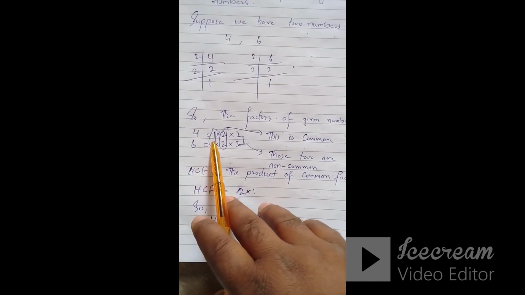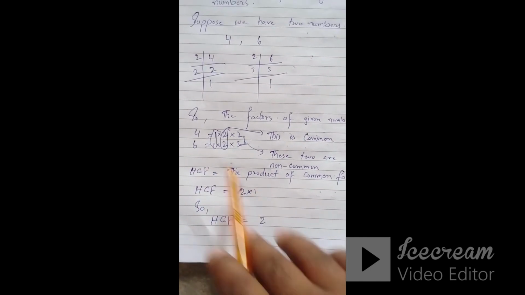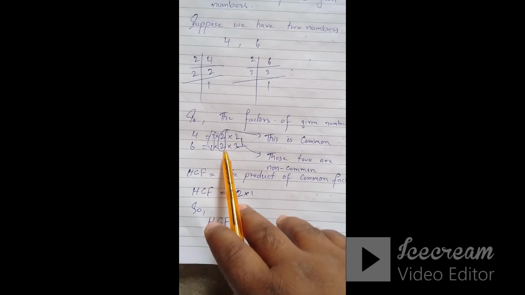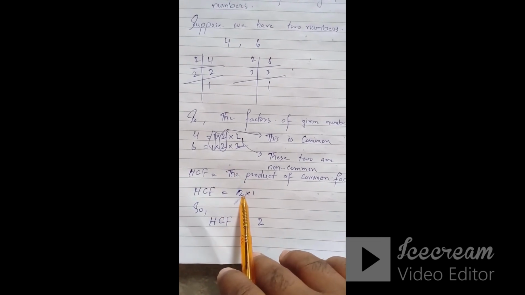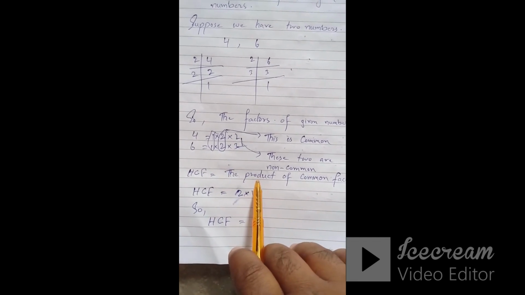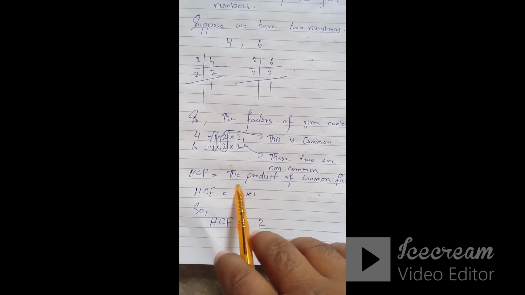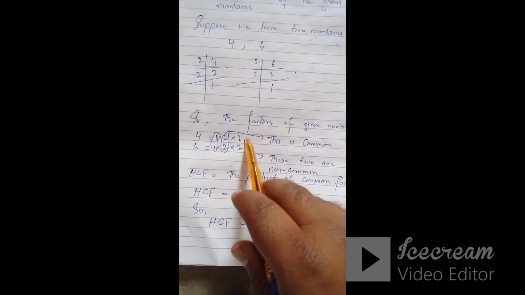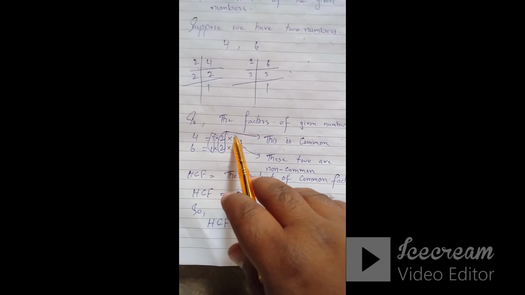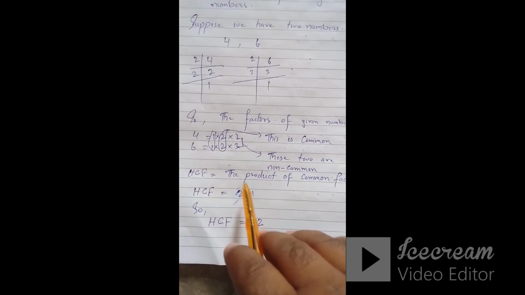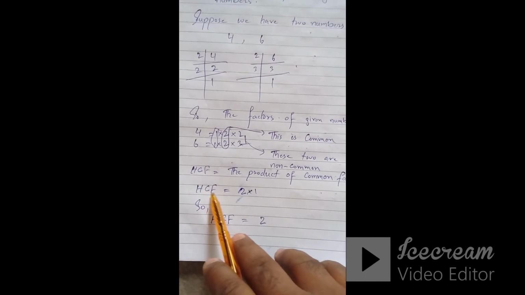So from the common factors, we are going to take 1, and we are going to take 2, because HCF is the product of common factors only. We do not take the non-common factors. We are going to take only the common factors and their product. So let's see, HCF is equal to 2.